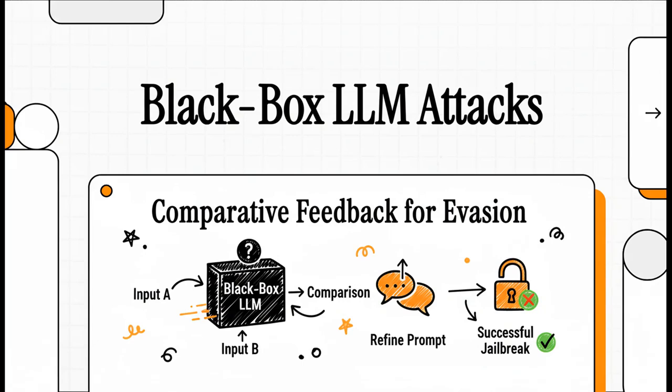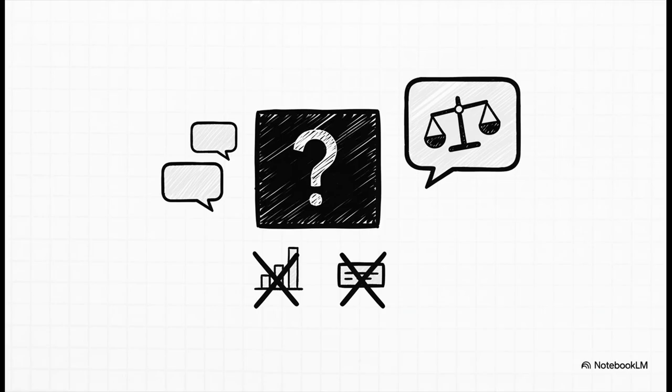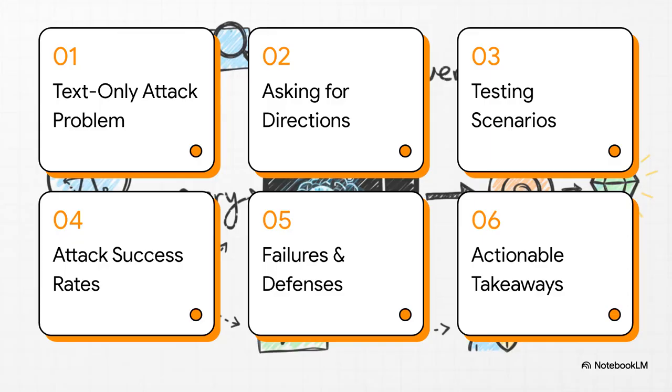Black box optimization of LLM outputs by asking for directions. The core idea is to prompt a black box model to provide its own optimization signals through natural language comparisons. Okay, first we'll cover the problem setting, then the attack mechanism. We'll look at the experimental results, some failure modes and defenses, and finish with 5 actionable takeaways.